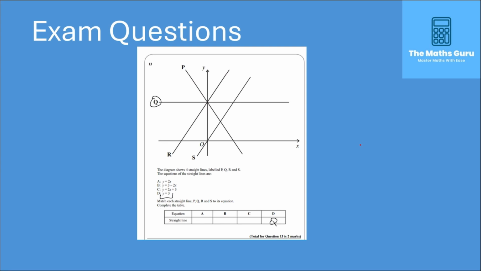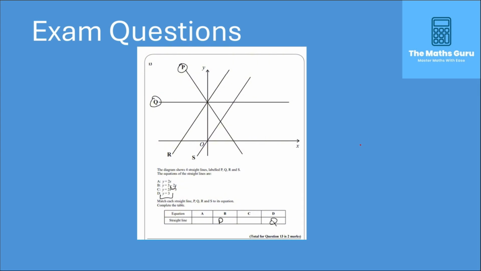Then I noticed that P is the only one going in the opposite direction. It's going in the negative direction for a gradient. Looking at them, we see that minus 2 is the only negative gradient, which falls into B. Hence, I know that line P is B.